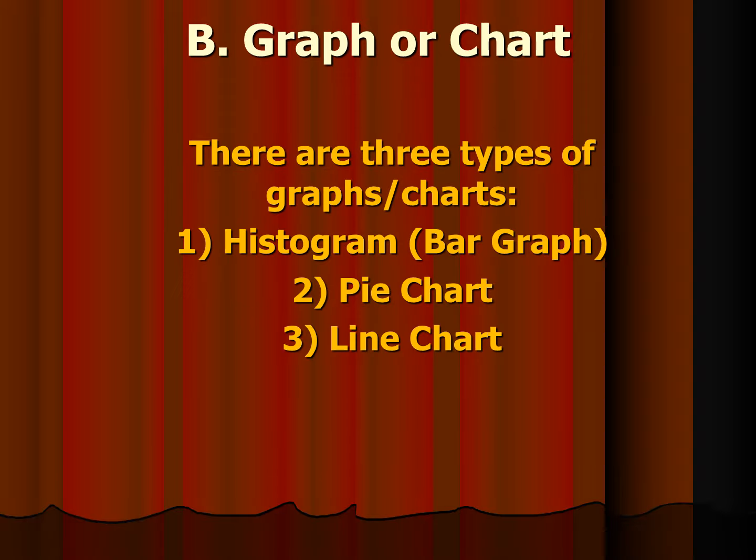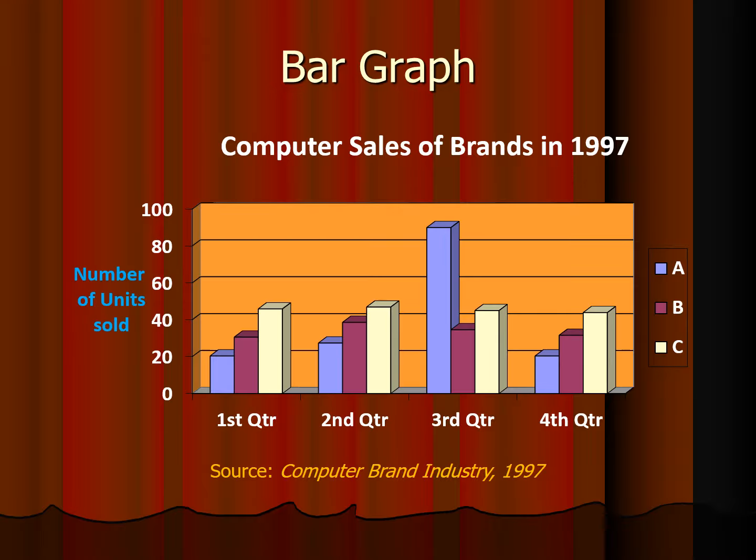And the next one is graph or charts. Ada 3 jenis. There are 3 types of graph or charts. The first is histogram or bar graph, pie chart, or line chart. Oke, jadi kita bisa bikin memakai histogram or pie chart or line chart itu sesuai dengan kebutuhan kita gitu ya. Tapi sekarang tugas kita adalah memahami histogram seperti apa, pie chart seperti apa, dan line chart seperti apa. Oke, let's go to the bar graph.